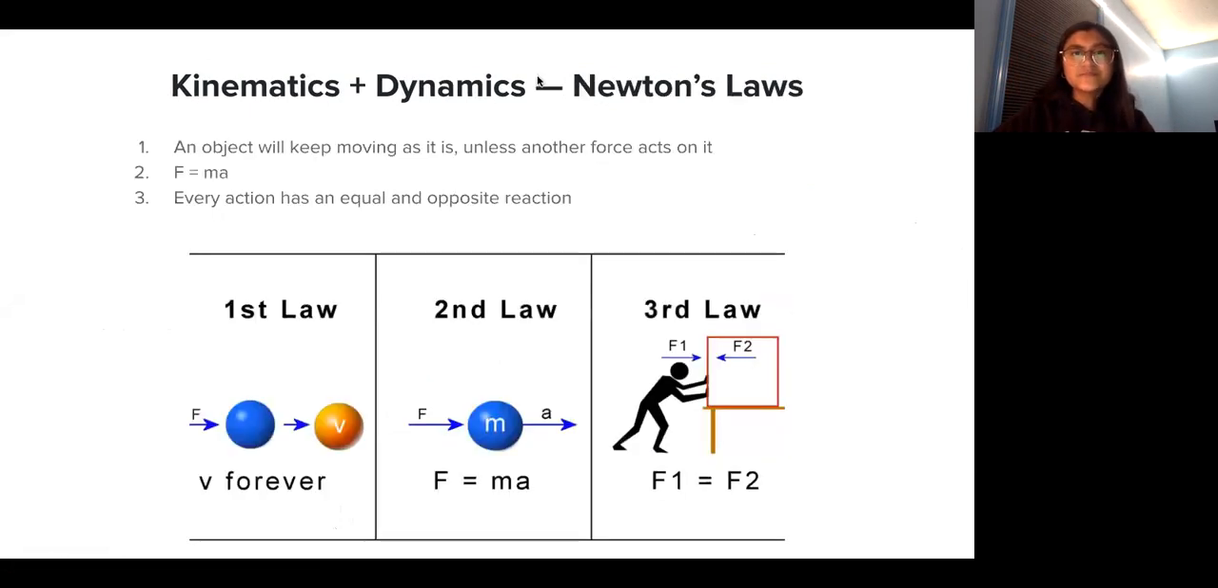Okay, cool. And then here's just Newton's laws listed out. It's good to have in mind. So the first law is an object will keep moving as it is unless another force acts on it. The second law is just force equals mass times acceleration. And the third law is every action has an equal and opposite reaction. And I have this little visual here that demonstrates those.